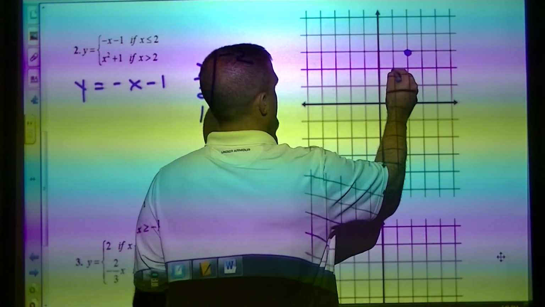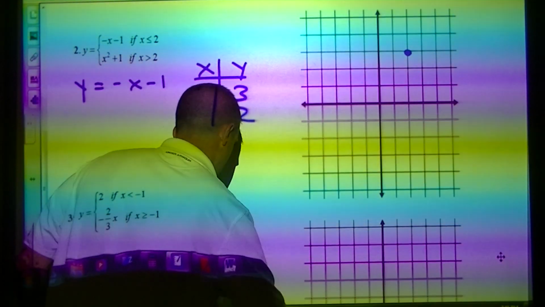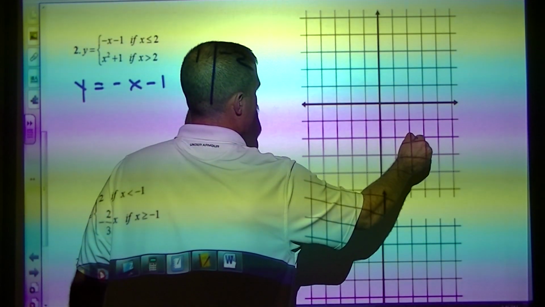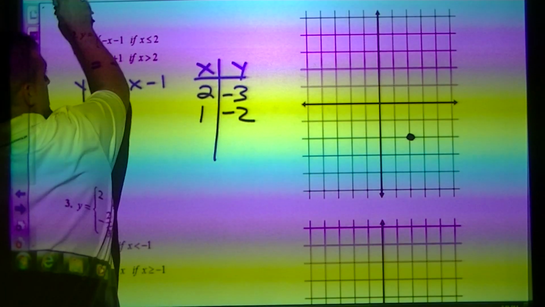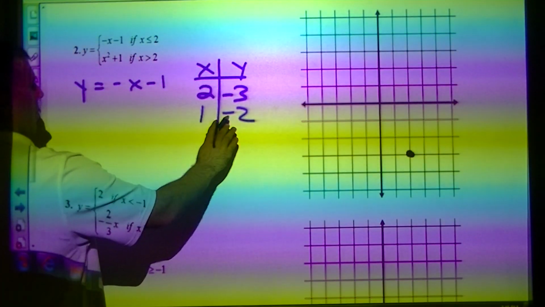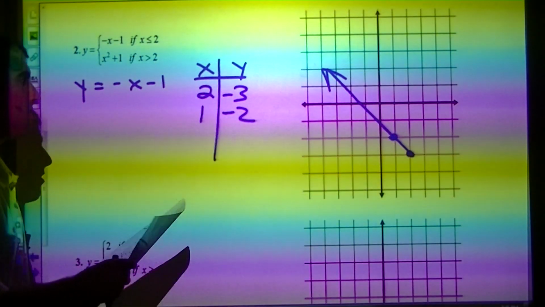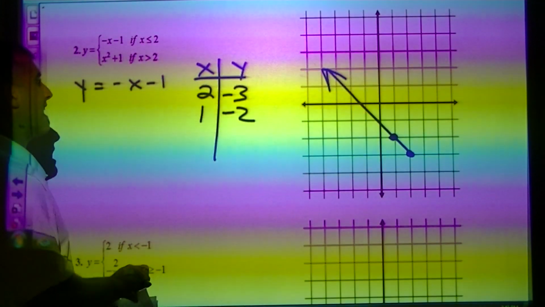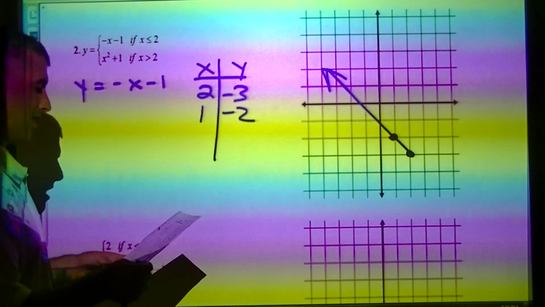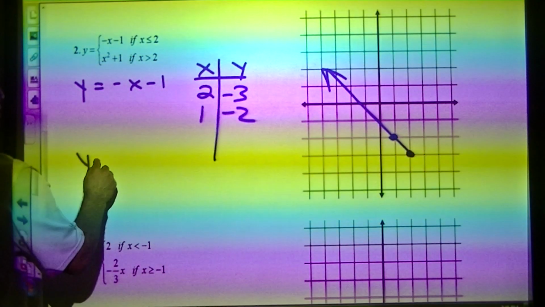Whoops, I made a mistake. Hold on one second. Let me erase that. I graphed the wrong thing there. I wanted to go 2 right, 3 down. And then I wanted to go 1 right, 2 down. I'm going to go ahead and make my line like so, because I know that it's going to be less than. And since it's solid, I can go ahead and put that solid dot right there.